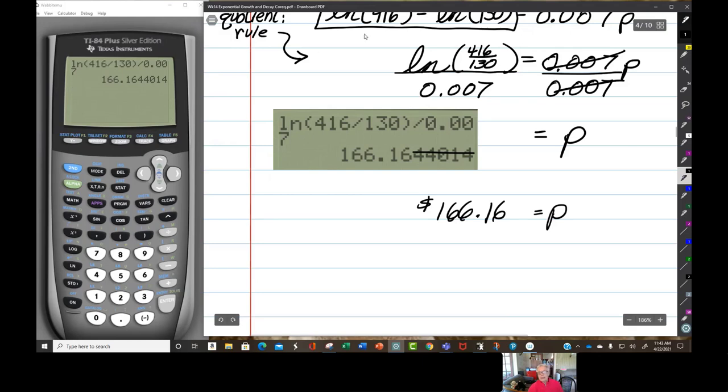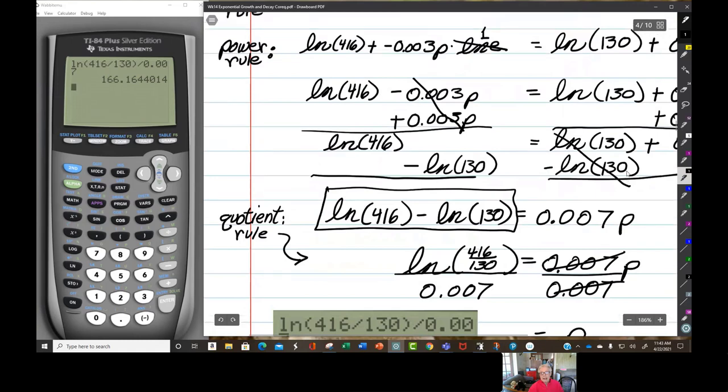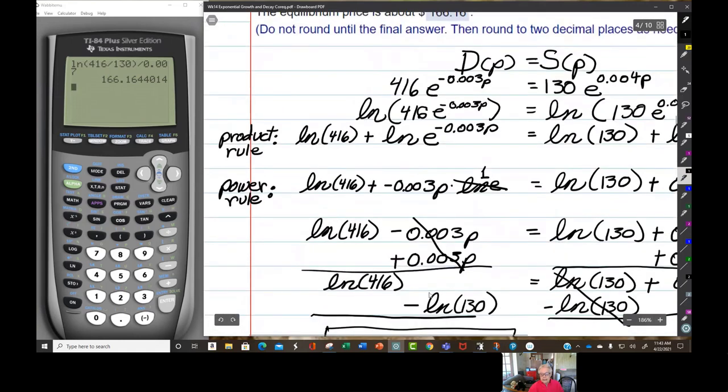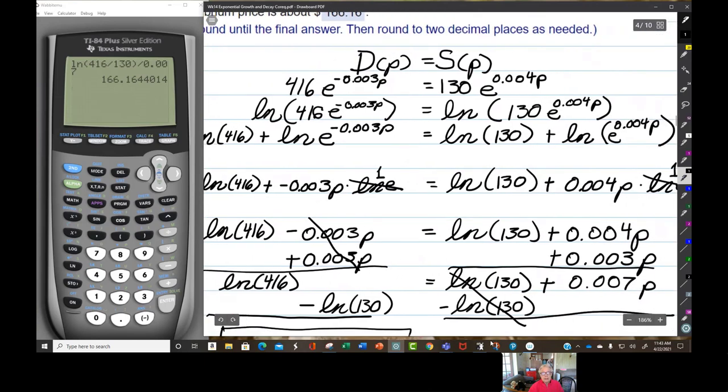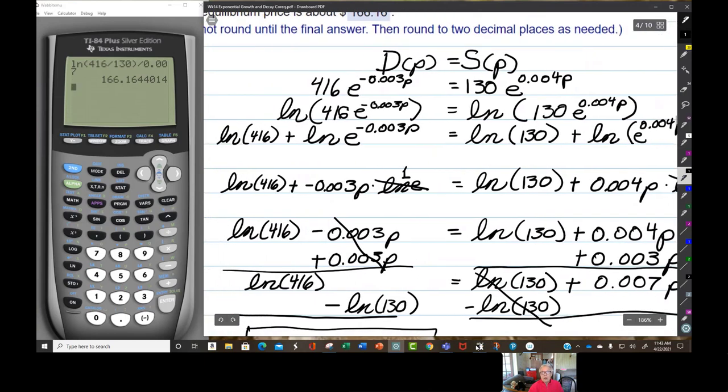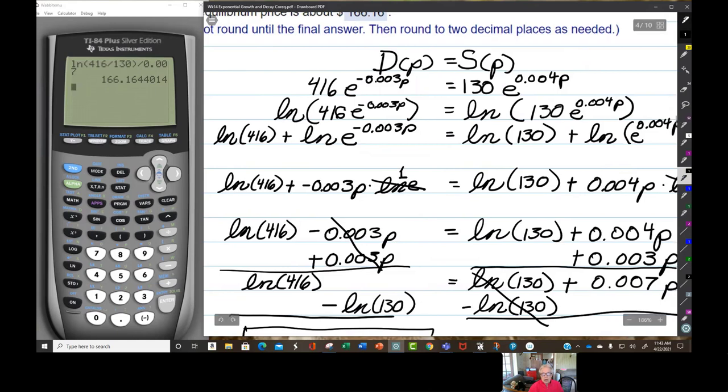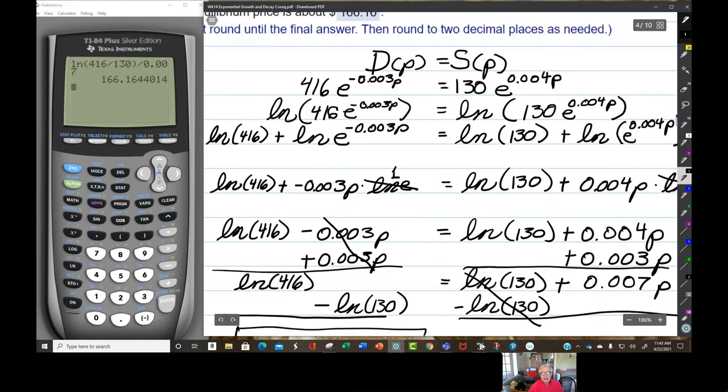So here is this problem. As you can see, it's absolutely essential that you get those rules of logarithms, properties of logarithms, arithmetic of logarithms memorized, ASAP. Put them down on cards.